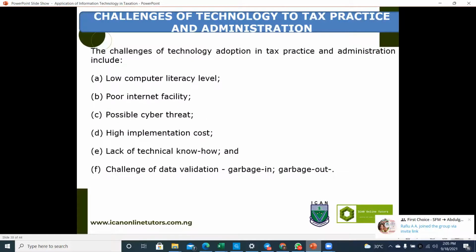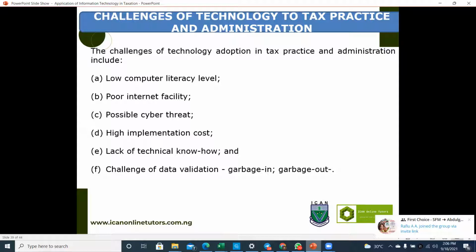Yes, sir. Okay. Then we have challenges of technology to tax practice and administration. Yes, we have been discussing the benefits, the advantage, the good side of it. So what are the likely challenges? Because we all agree that this technology is disrupting our business environment.